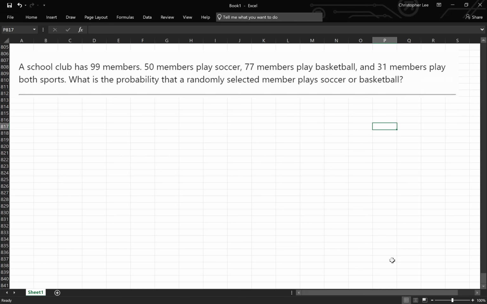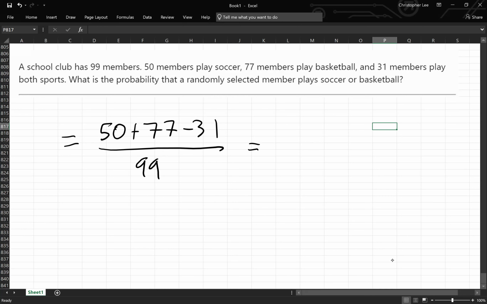So if we do this one out, I'm just going to do a little shortcut because it's the same story as what we had before. This would be 50 plus 77 minus 31 over 99. And when we do the math on that, we should get something like 96 over 99. I would accept this as an answer. You wouldn't touch it, it would just be like that. I'm good with that answer.